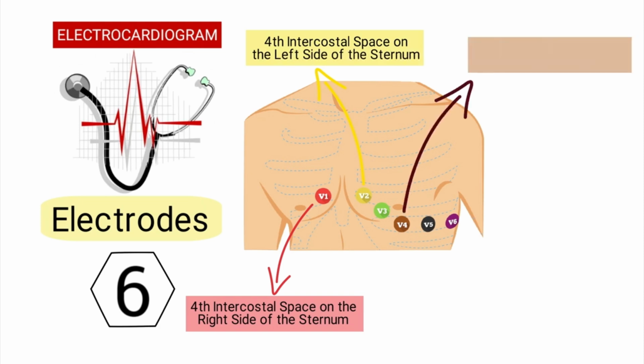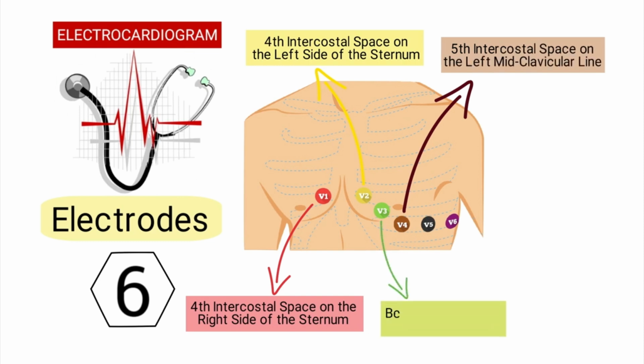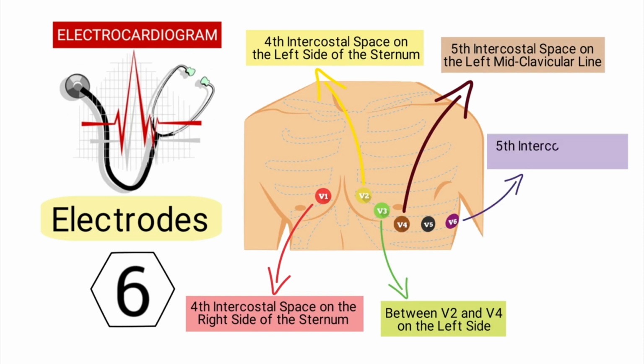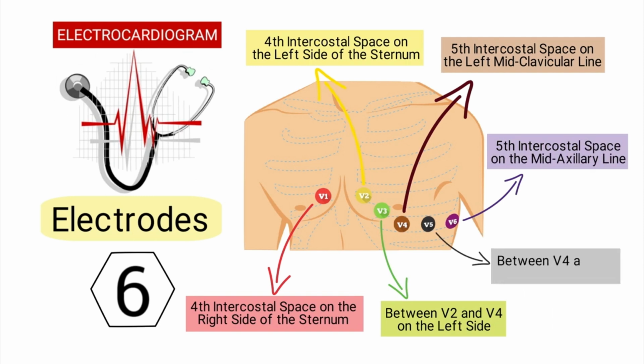Now let's skip to V4, which is at the 5th intercostal space on the left mid-clavicular line. And going back to V3, it is located between V2 and V4 on the left side. Now let's do the same thing and skip to V6, which is at the 5th intercostal space on the mid-axillary line. And going back to V5, it is located between V4 and V6 on the left side.